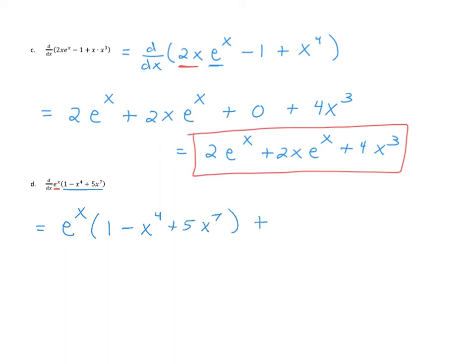You then add on. You don't do anything to the first function, but now you multiply by the derivative of the second part. The derivative of 1 is 0. Then we have minus the derivative of x to the fourth, which is 4x cubed. And then the derivative of 5x to the seventh is 35x to the power of 6. This thing.